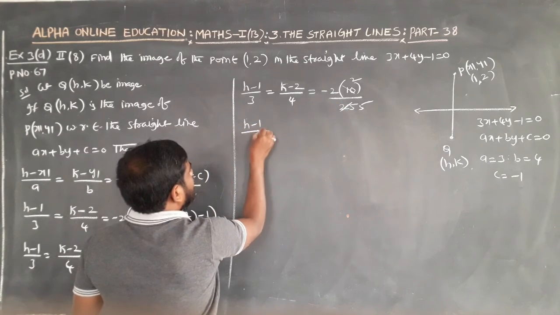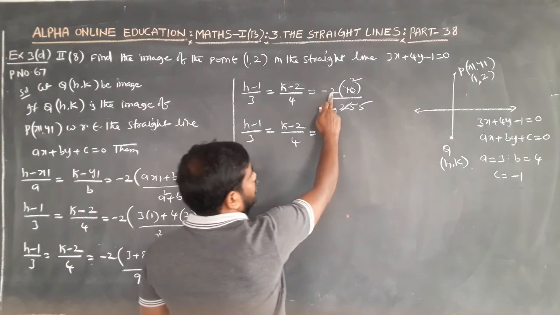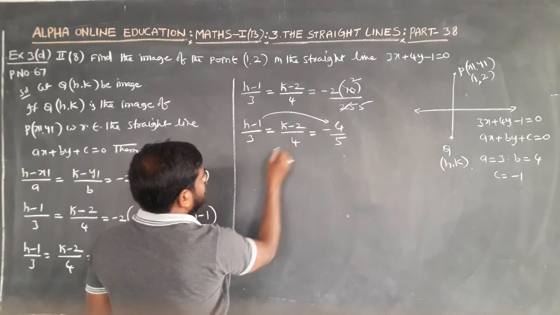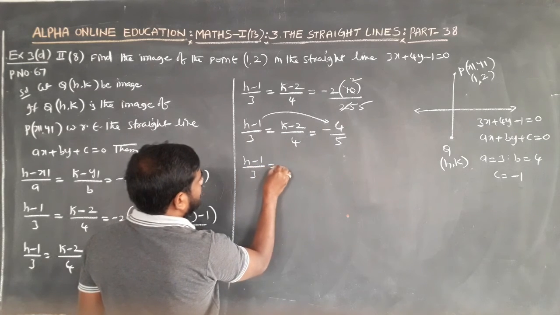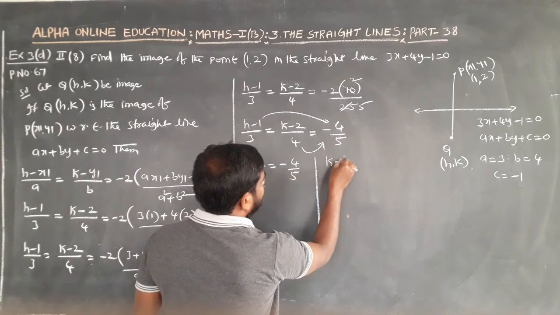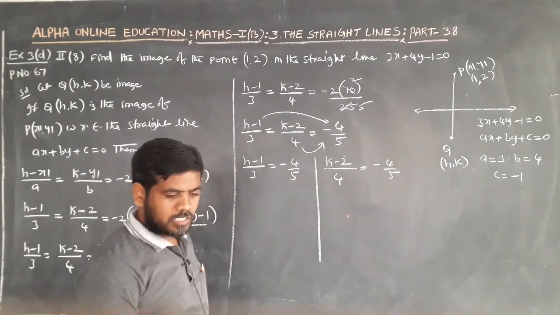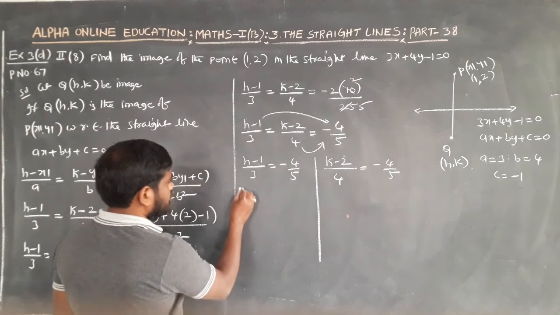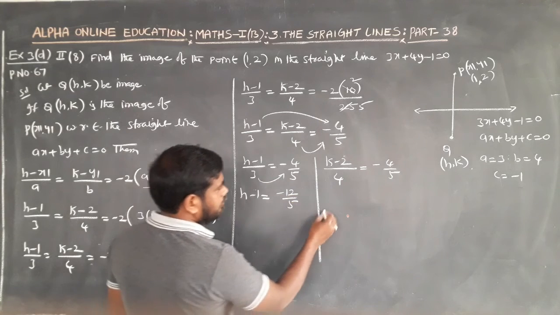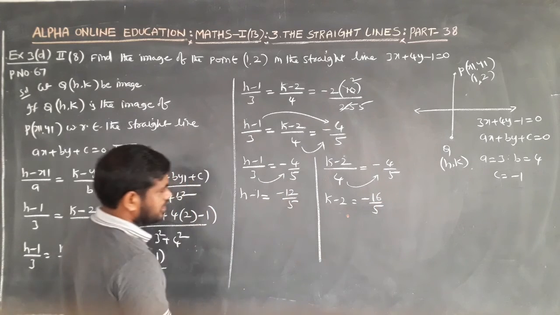So (h - 1)/3 = (k - 2)/4 = -2 × 2/5 = -4/5. Equating the first and last, (h - 1)/3 = -4/5. Equating the second and last, (k - 2)/4 = -4/5. Then h - 1 = -12/5 and k - 2 = -16/5.